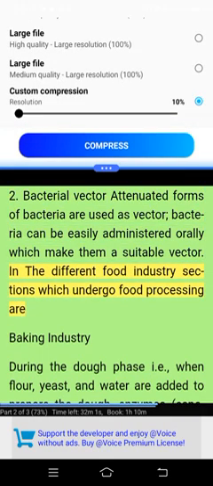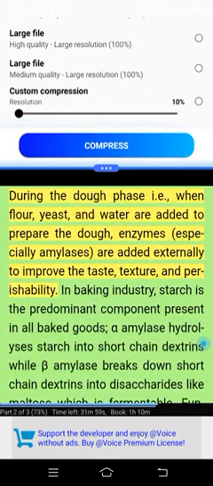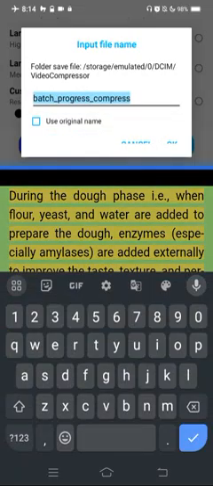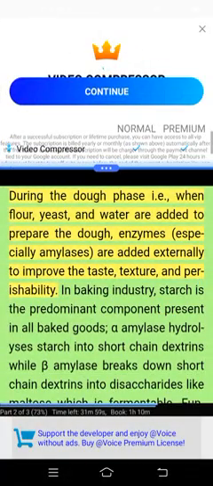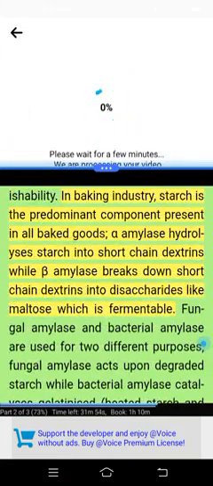In the different food industry sections which undergo food processing is the baking industry. During the dough phase, i.e., when flour, yeast, and water are added to prepare the dough, enzymes, especially amylases, are added externally to improve the taste, texture, and perishability. In the baking industry, starch is the predominant component present in all baked goods.